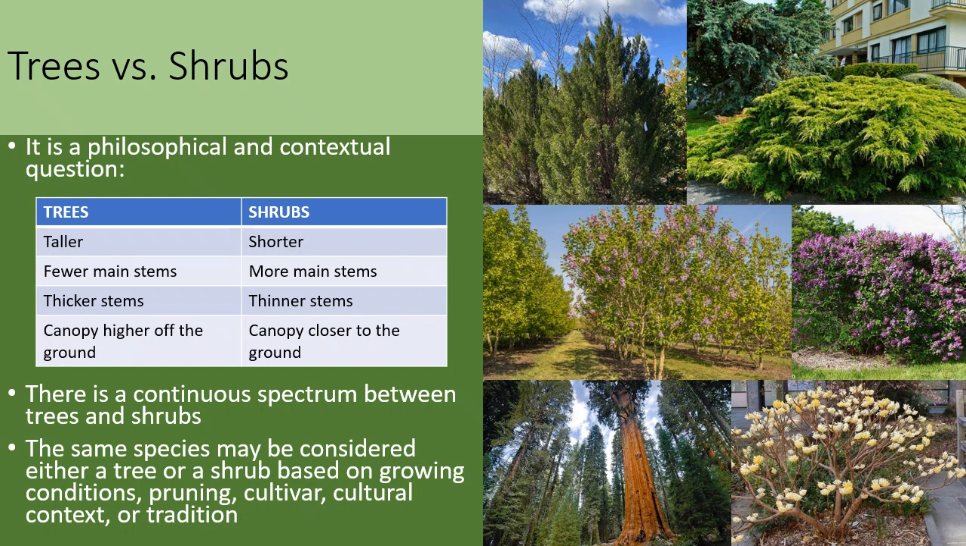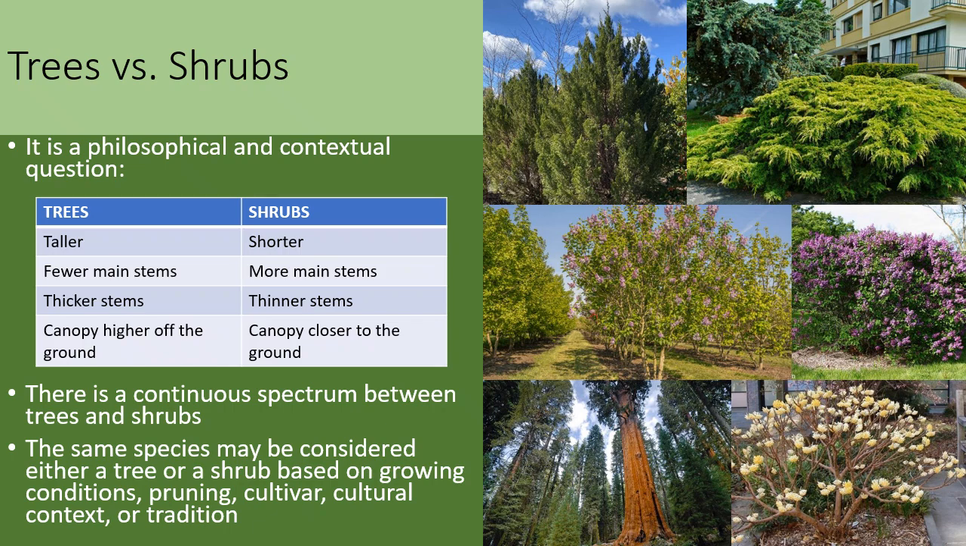And trees, we typically think of as having a canopy higher off the ground, which isn't always true because sometimes things like spruces have branches all the way down to the ground, and we think of shrubs as having a canopy close to the ground. But that's not true in the case of shrubs which shed their lower branches or leaves because they're too shaded to do a lot of photosynthesis. So I consider this to be more of a spectrum situation.